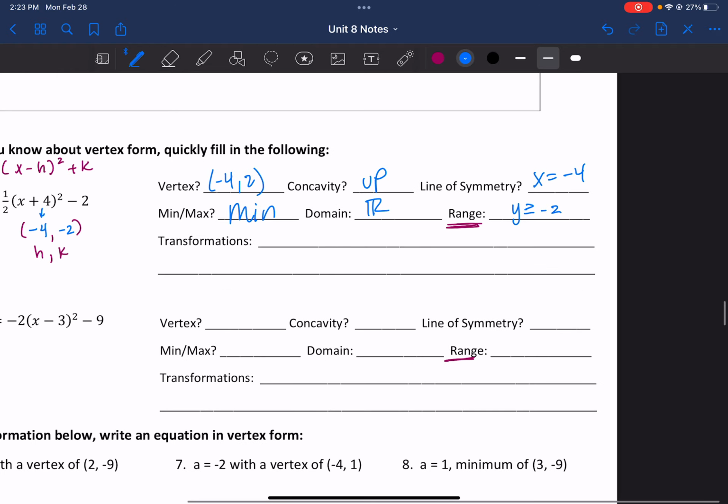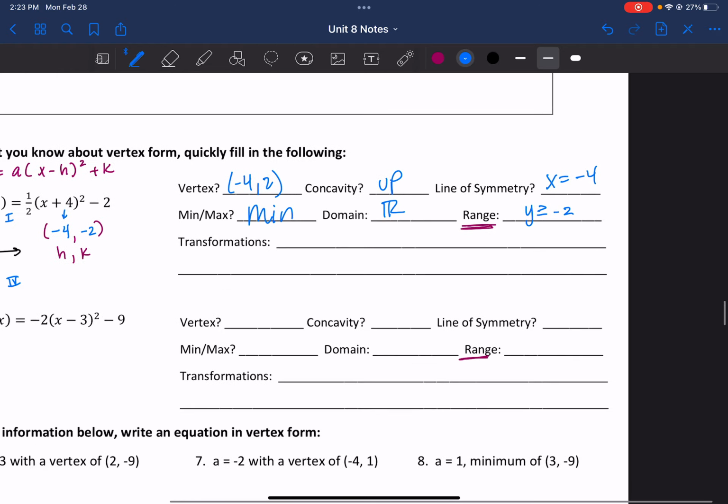And then transformations is what we've already done, but just to keep the video short, that's the way that we do that. Let's do this again, just a little more practice.